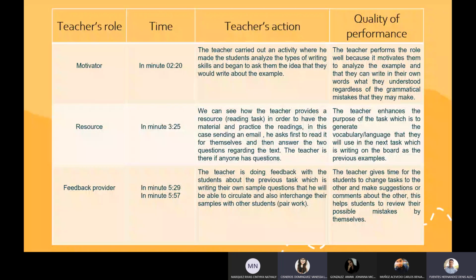The teacher carried out an activity where he made the students analyze the type of grading scale at the beginning, to ask them for the ideas they would write about the sample. The teacher performs the role because he is motivated to analyze the sample, and they can write in their own words what they understand, regardless of the grammar mistakes they make.